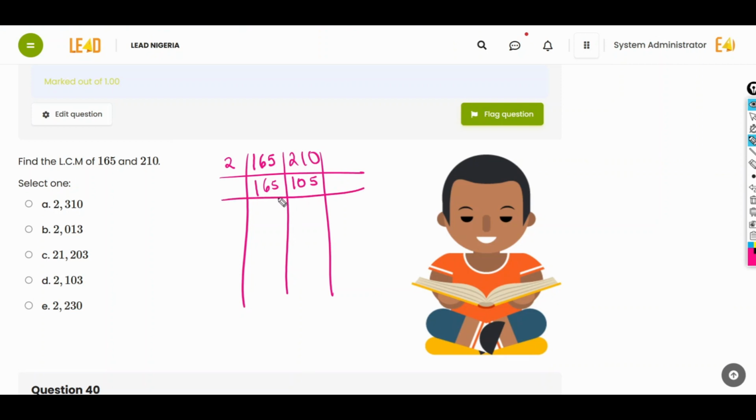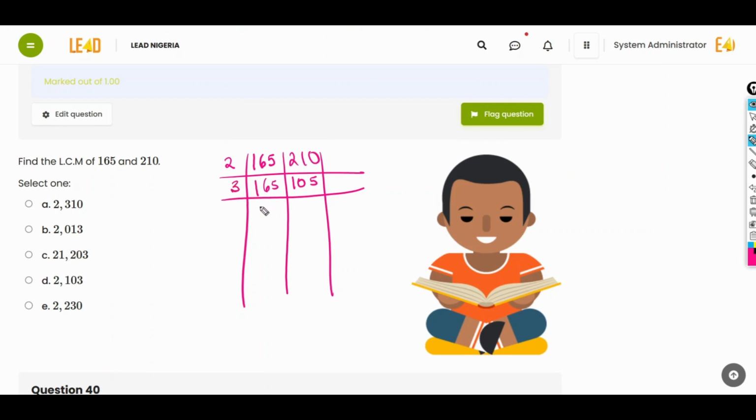Then now we can use 5. We can actually use 3, because if we use the divisibility rule, 3 works. So let me go back and do it in order. If we check the divisibility rule, for 165, 1 plus 6 plus 5 is 12, and 12 can be divided by 3, right? So that means the number can be divided by 3. For 105, 1 plus 0 plus 5 gives you 6, and 6 can be divided by 3. So yes, 3 works. So let's work with 3.